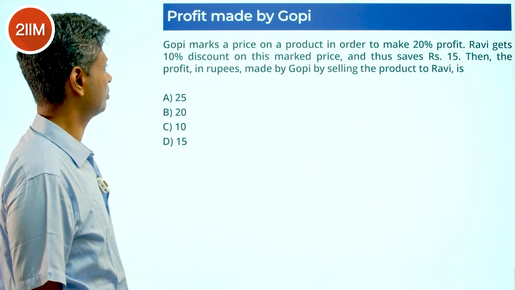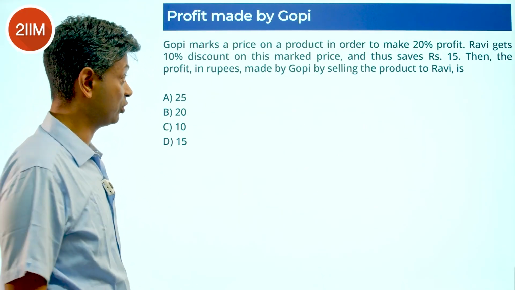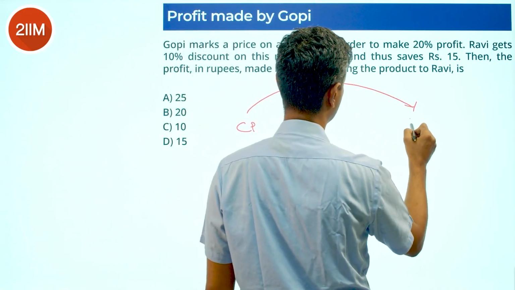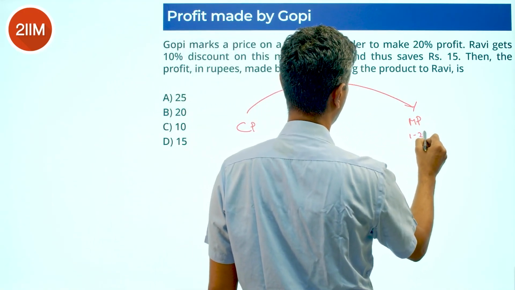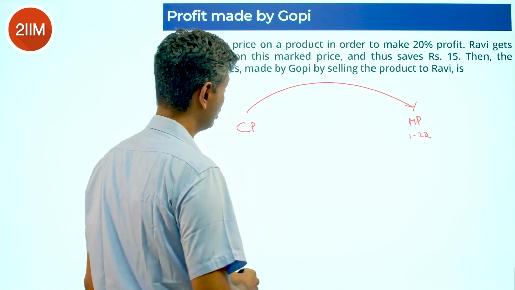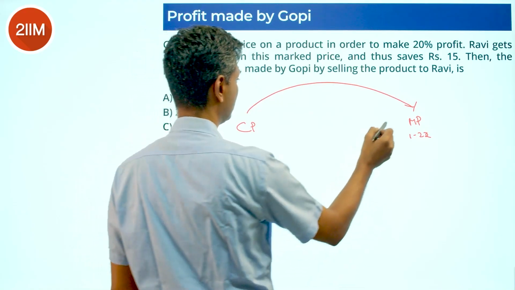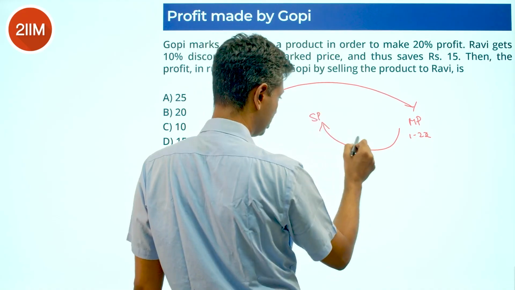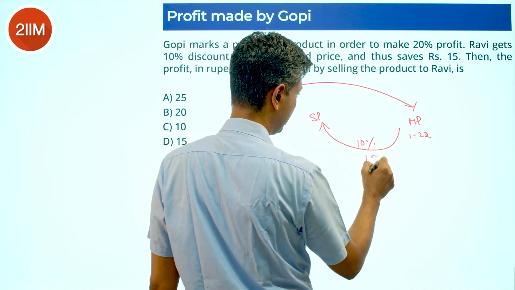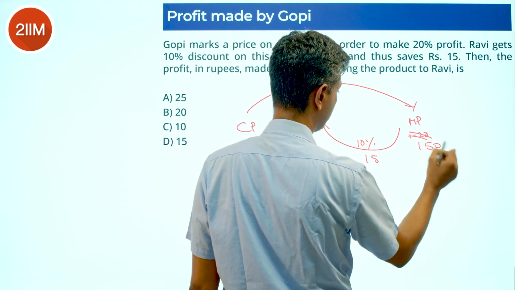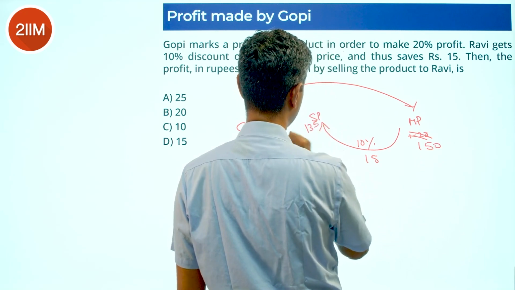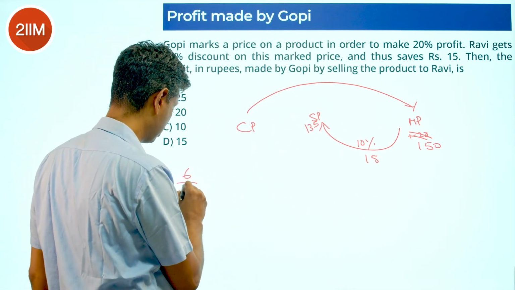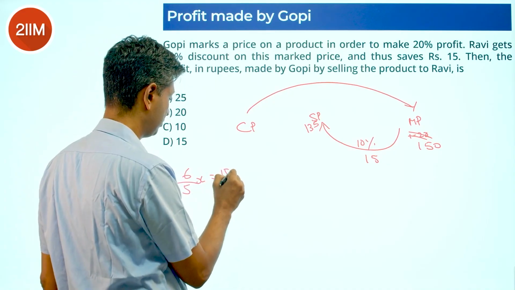Gopi marks this price on a product in order to make 20% profit. So cost price x, mark price is 1.2x. Ravi gets 10% discount and thus saves 15. Selling price 10%, 15, or this should be 150. It arrives at 135. 150 is 1.2x. 6 by 5x is 150.